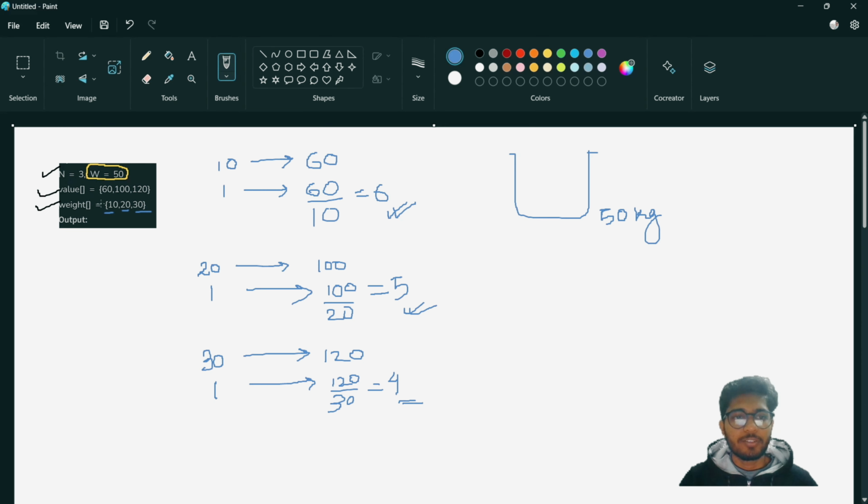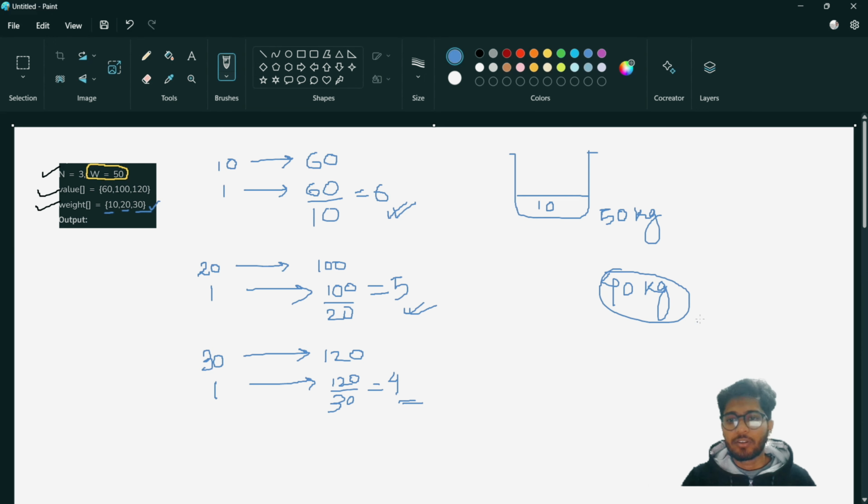So if we put the first product that is of 10 kg, we have covered 10 kg out of the 50 kg of the knapsack. So we are left with 40 kg of capacity. The knapsack can contain 40 kg more products. These units I am taking just for explanation. These are basically the weights given in this weight array, and I hope that point is clear.